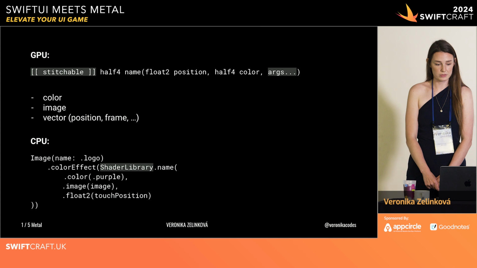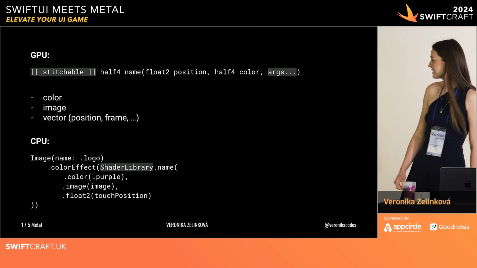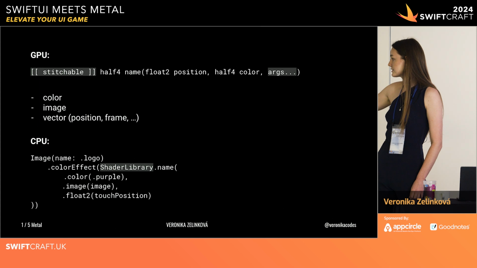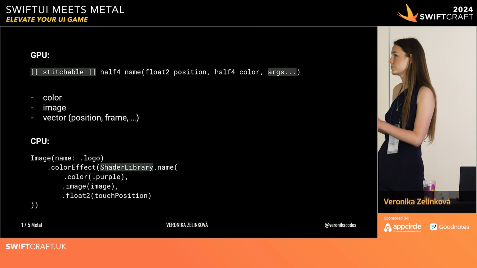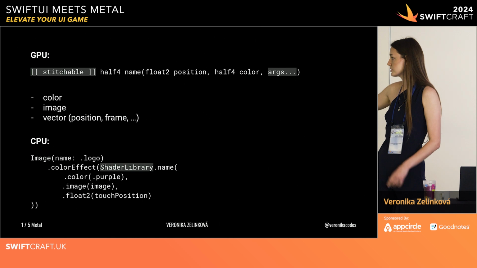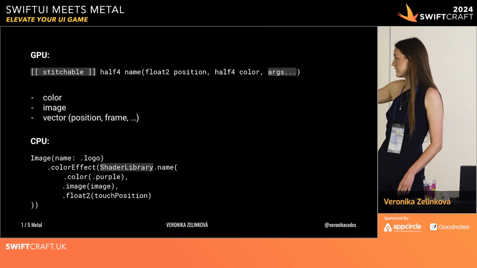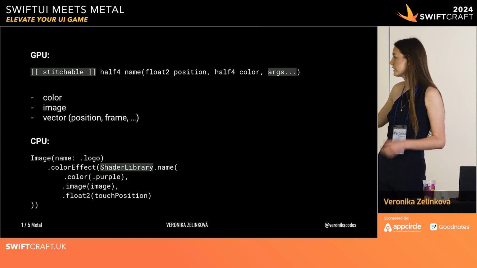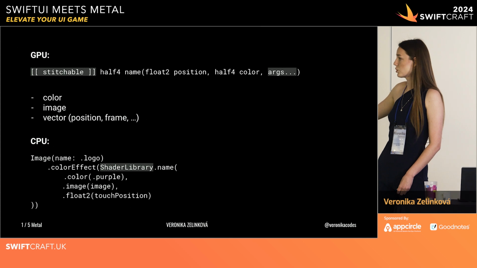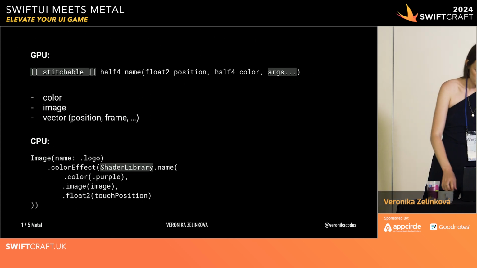so we can use this function in the SwiftUI context. And then on the CPU, we just call this view modifier, in this case the color effect, and we reference the name, basically the function name, through the shader library, which is given to us by Apple. And if the name is right and all the arguments are in the correct order and with the correct names, it will be drawn and called automatically.